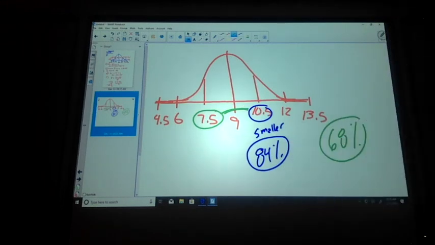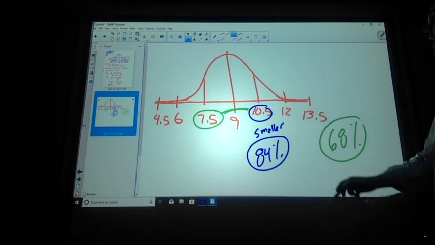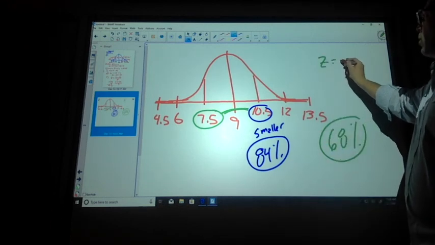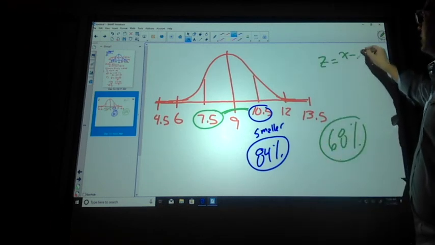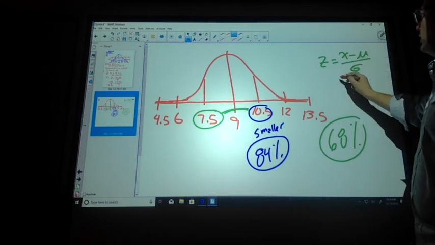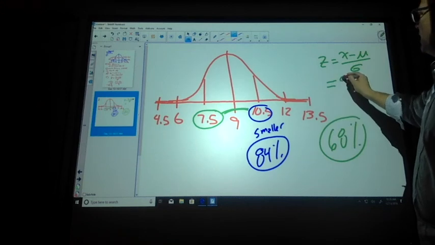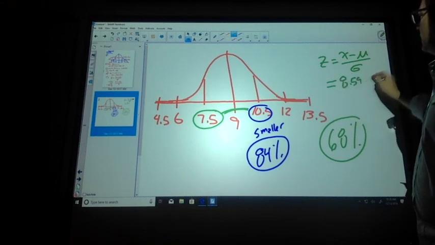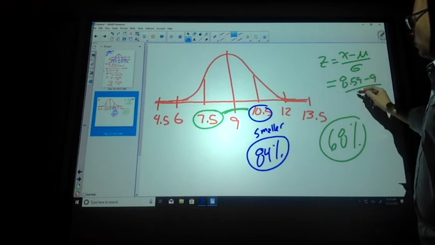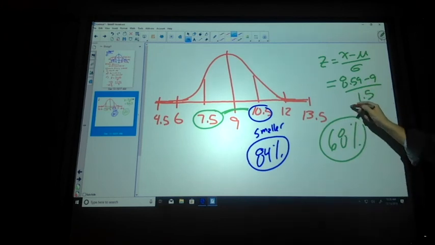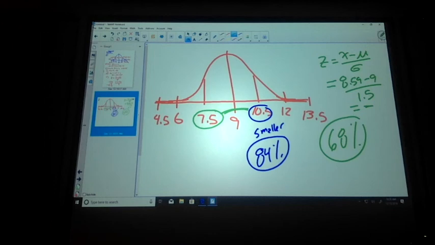And then a person has an actual shoe size of 8.59. Find the z-score. So the z-score is the observed minus the mean over the standard deviation. So the person has an 8.59 minus 9 over 1.5. So this should be a negative answer. Why should it be a negative answer? To the left of the average. So what does that come out to?